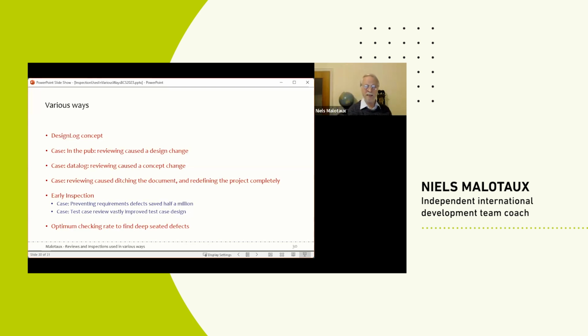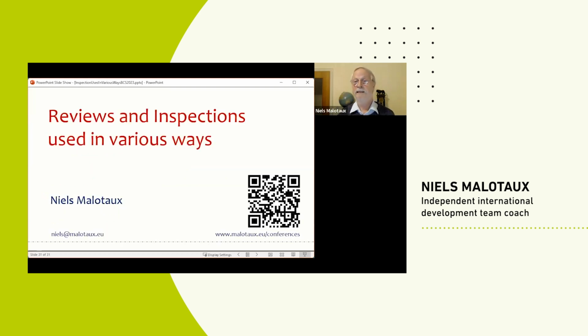And early inspection, we saw how we can prevent the requirements defects to save a lot of money, and test case review, how the test case writer learned very quickly to make proper test cases that didn't give false positives. And we showed the optimum checking rates to find deep-seated defects. I could have made it a little bit longer, but I think this is a heavy enough shower over all of you to contemplate.